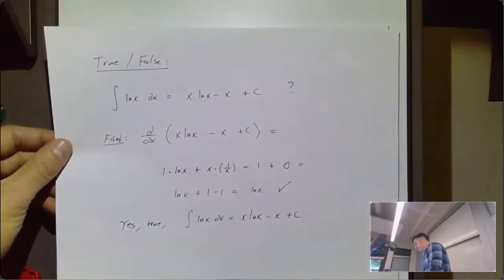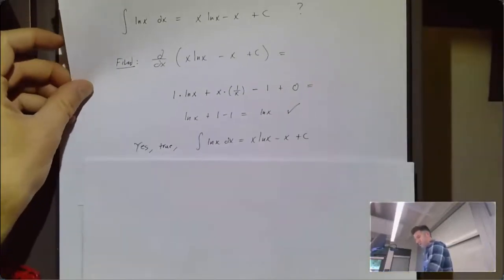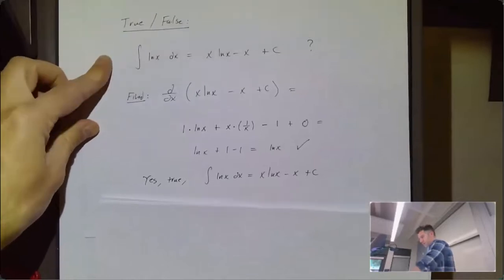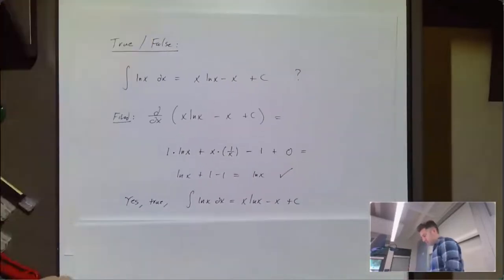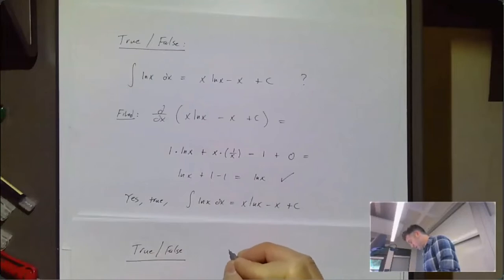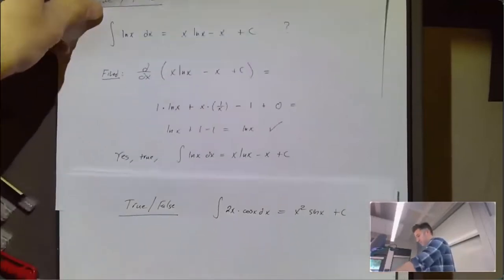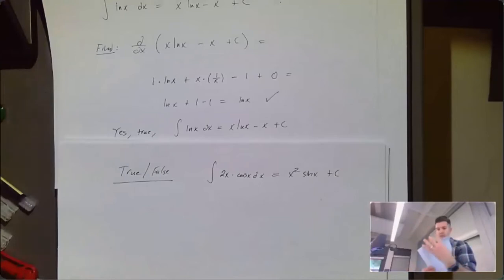So let me ask you all another question. Another true or false. Is the antiderivative of 2x times cosine x equal to x squared sine of x? Let's see. Work on that for a moment.